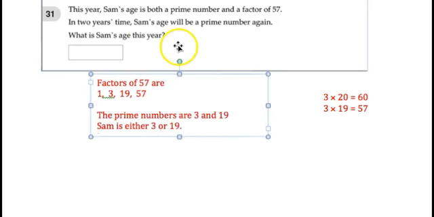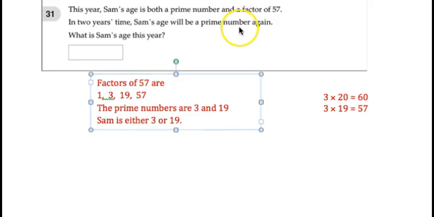Now, of those numbers, the numbers that are both prime and factors of 57 are 3 and 19. In 2 years' time, Sam's age will be prime again. So if we add 2 onto each of these ages, 3 plus 2 is 5 and 19 plus 2 is 21. So having a look at that.